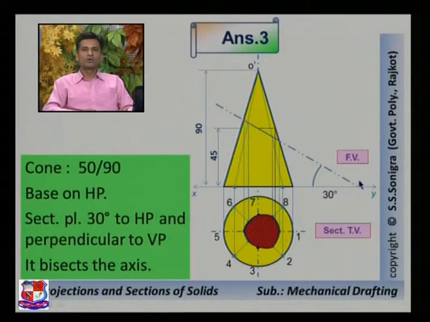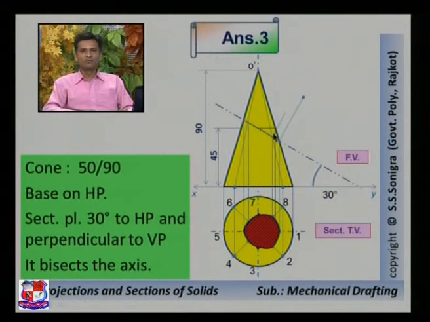Now we have to draw the true shape of the section. So for that, what should we do? The steps are similar to the previous problem. Here find out the position of all the points. P1 is here. So from P1 draw a line at a right angle to this cutting plane. So this angle is 90 degree.